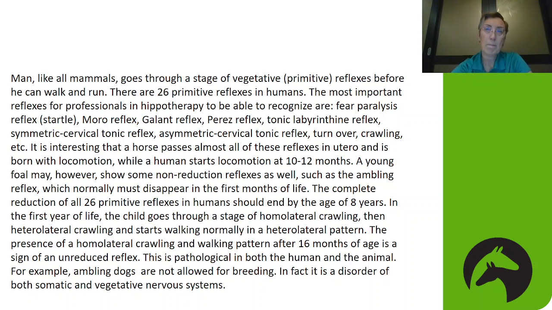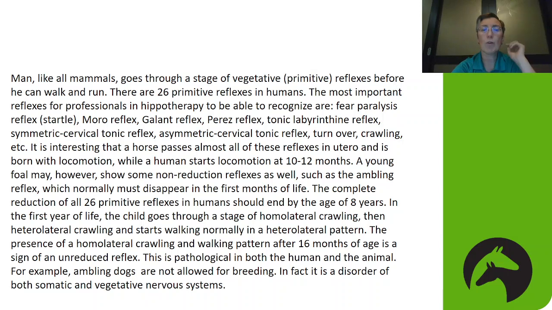So a child has some reflexes up to 8 years. In the first year of life, the child goes through a stage of homolateral crawling, then heterolateral crawling, and then starts walking normally in a heterolateral pattern.